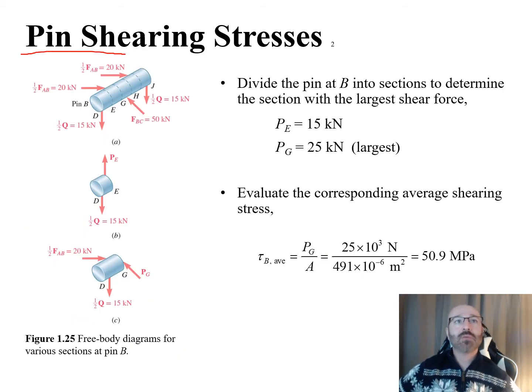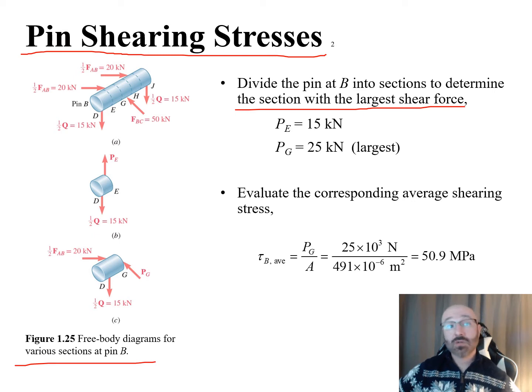So continuing on with our pin shearing stresses, it may be of interest for us to determine the section with the largest shear force. So we can see over here in figure 1.25, we have a free body diagram for various sections at pin B. We've broken this down into a couple different sections, and with each of those, we have an associated force based upon the shearing load. So we have our 1/2 AB, which is 20 kilonewtons. We have our 1/2 Q over here, 15 kilonewtons. We have this force BC of 50 kilonewtons. So we have these 5 different forces there.